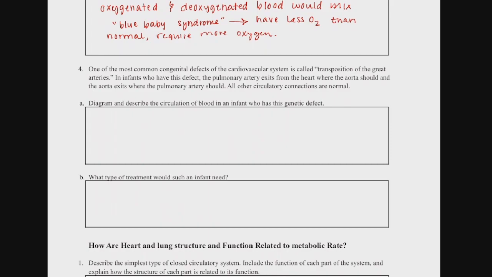So our deoxygenated blood would go from the right ventricle, pulmonary artery, through the pulmonary circuit to the lungs, and back into the left atrium, through the left ventricle, into the aorta to the rest of the body. That's been flipped. Now the left ventricle is going to the pulmonary artery, right ventricle is going to the aorta. So a diagram and describe the circulation. If we needed a diagram, everything else would be the same. Those two things would be flipped.